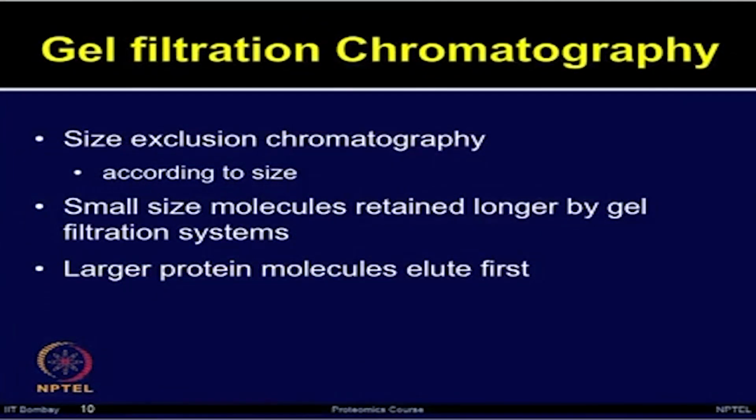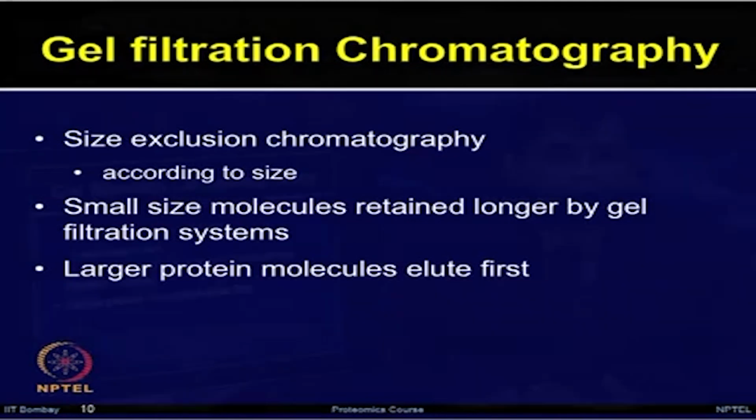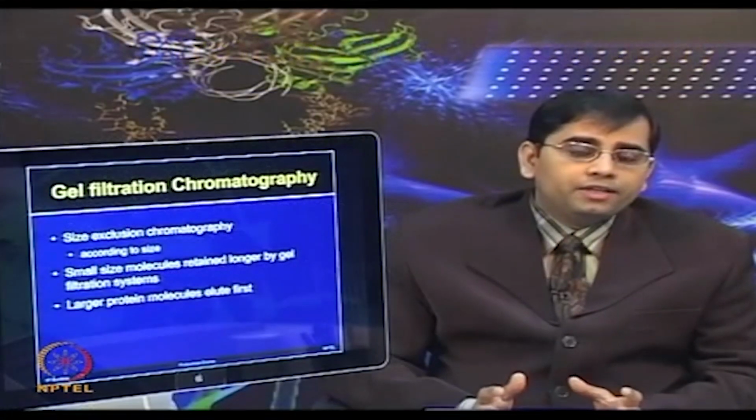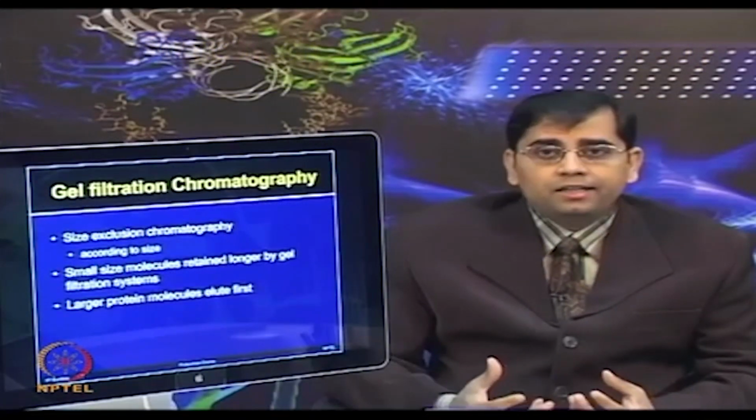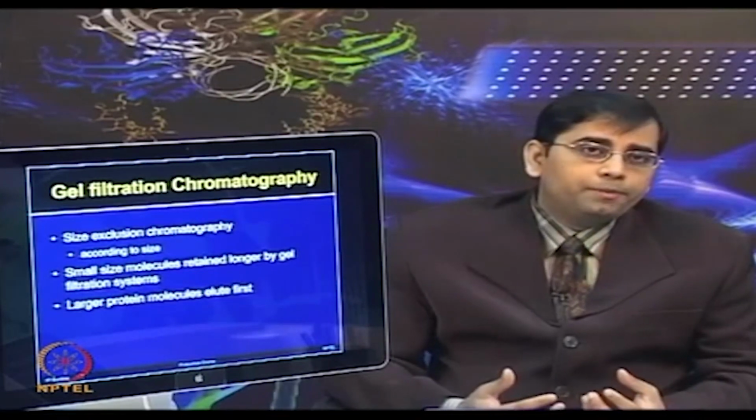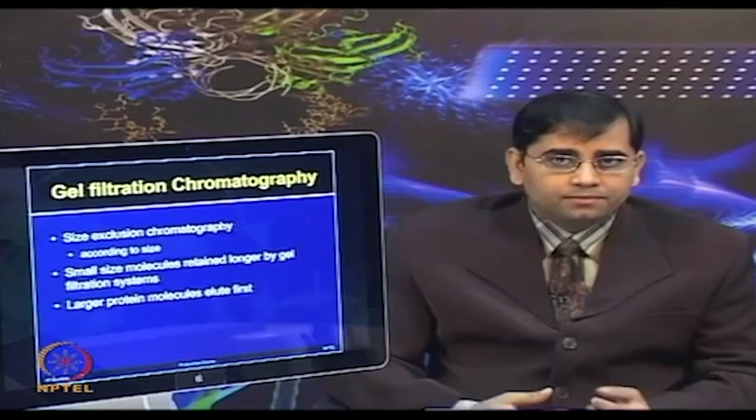Gel filtration chromatography is also known as size exclusion chromatography. It means the molecules are separated according to their size. Small molecules, such as salt, will be retained longer by the gel filtration system, and larger molecules such as proteins will elute first, because they cannot enter inside the porous beads, and so they can be used to separate proteins based on size.